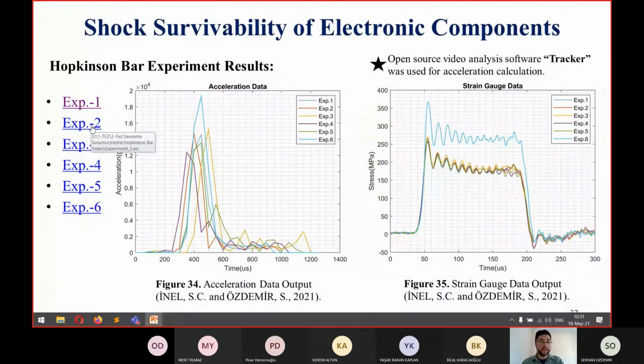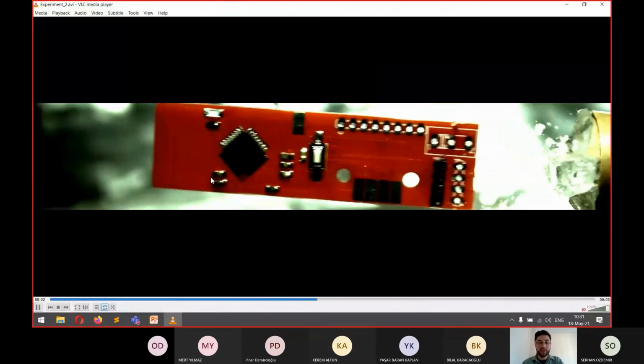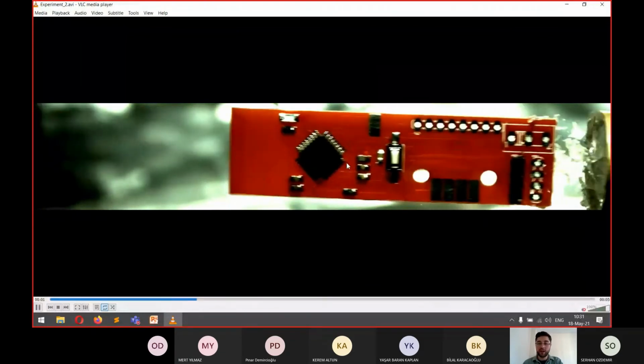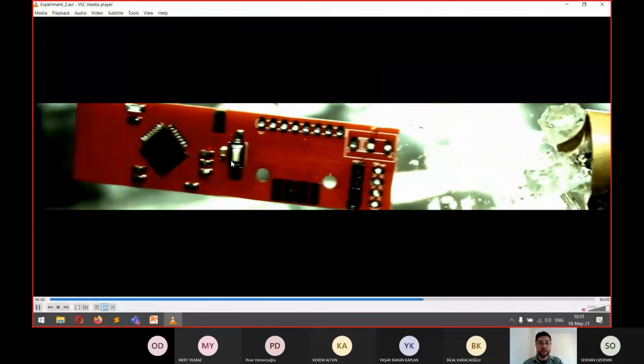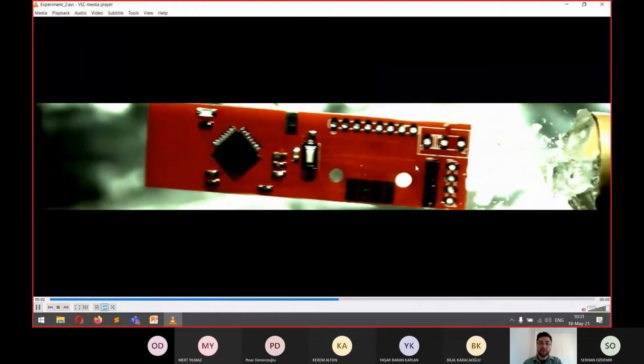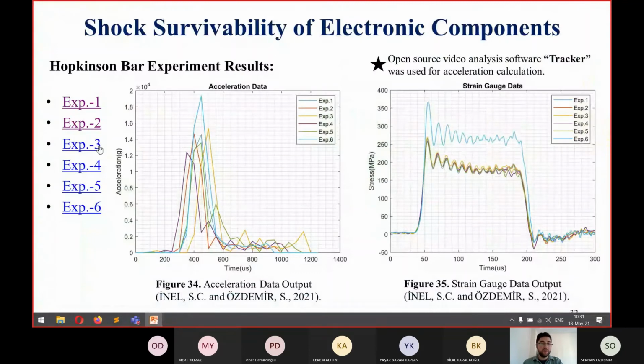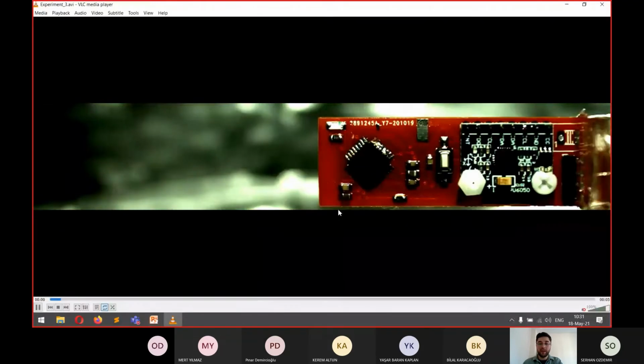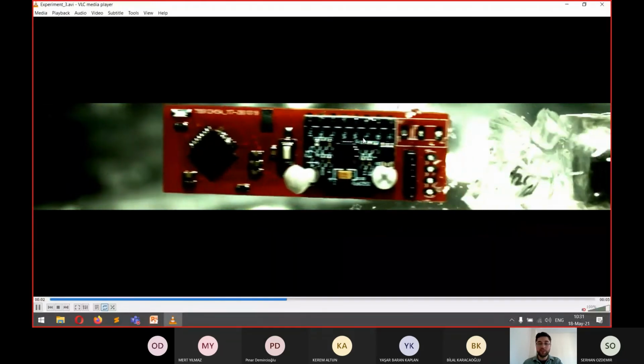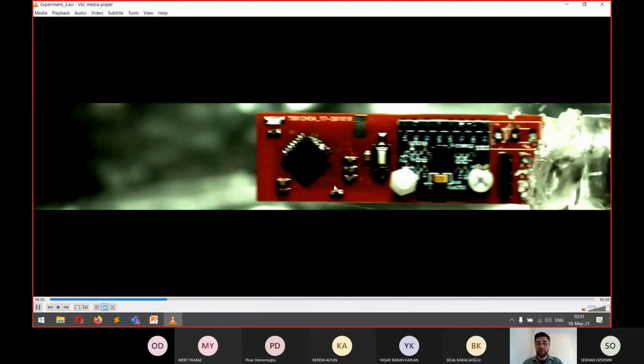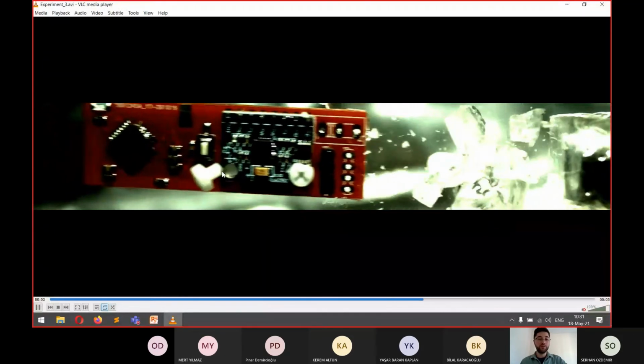And in experiment 2, I use bare SMD components. As you observe, nothing also happens, but the small reset button moves a little bit. And in experiment 3, I also placed MPU 6050 with plastic screws, and as you see, one of the screws is popped off.